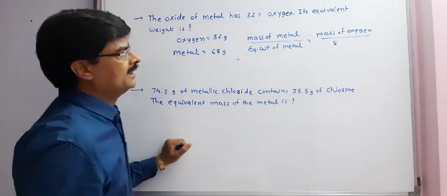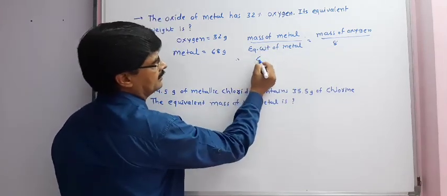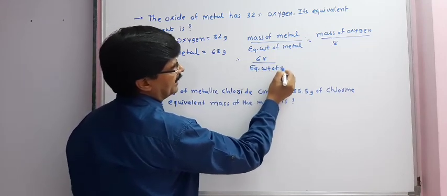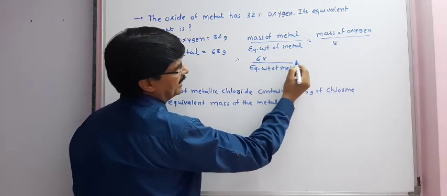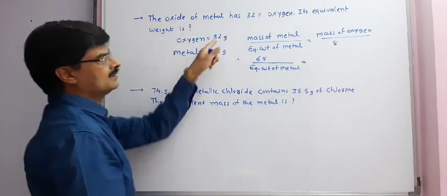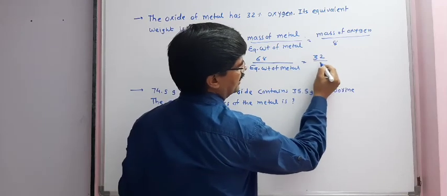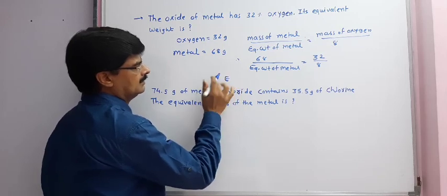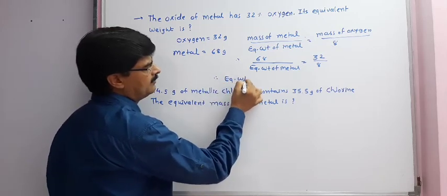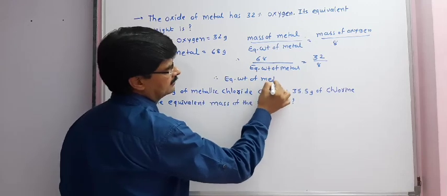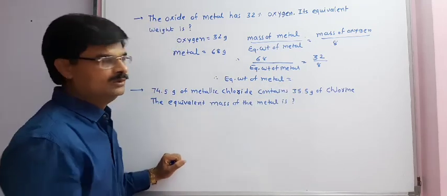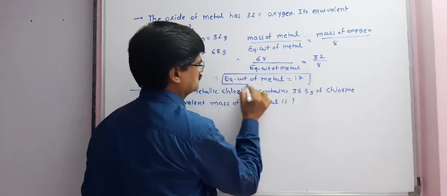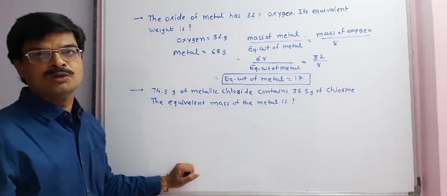Therefore, keeping all the values, mass of metal 68, equivalent weight of metal we have to find out, mass of oxygen 32 divided by 8. On simplification, equivalent weight of metal is equal to 17.